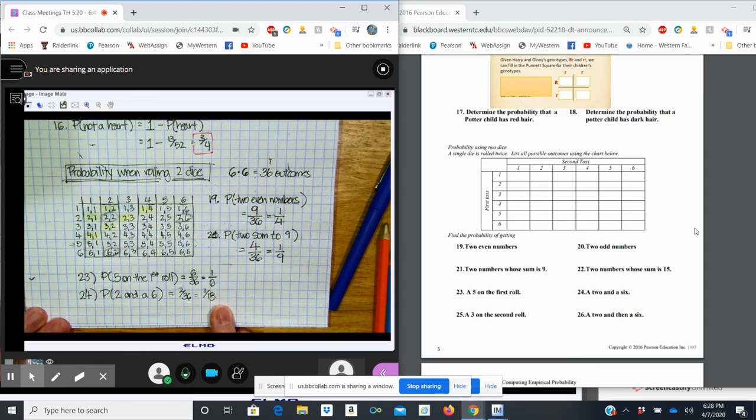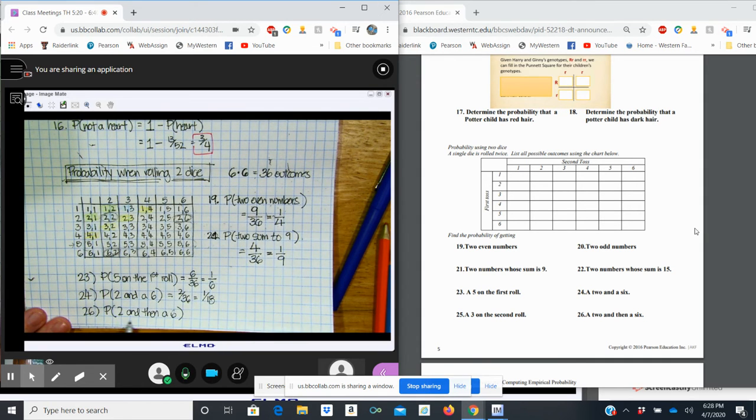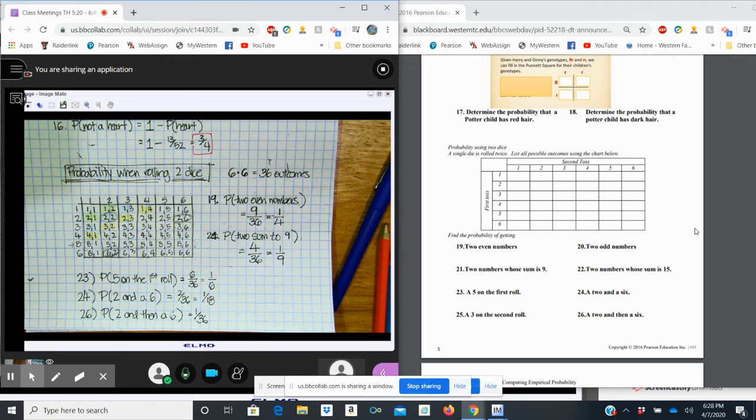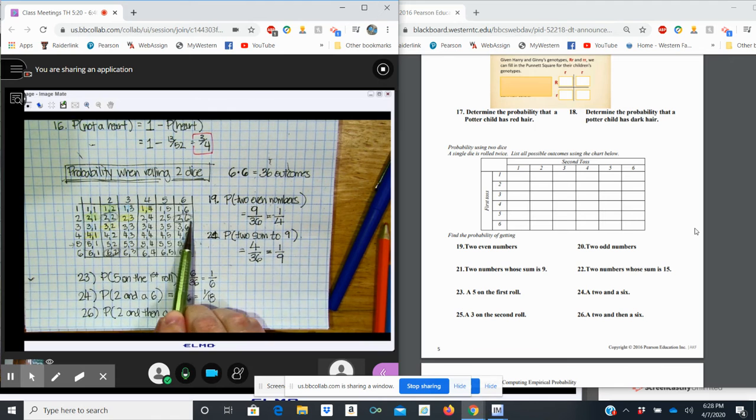This is a different outcome than problem number 26, which states the probability of a 2 and then a 6. Do you see how that's much more specific? This one says we're going to start with a 2 and then roll a 6. So that's a very specific outcome out of the 36. There's only one of these outcomes that is a 2 first and then a 6.